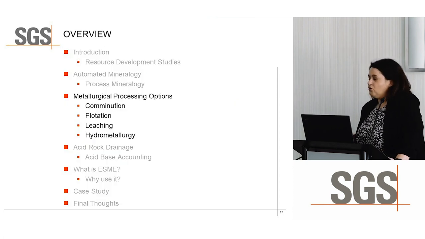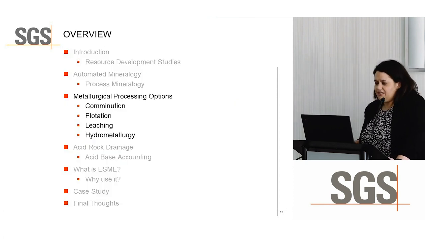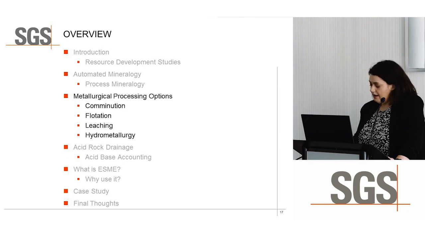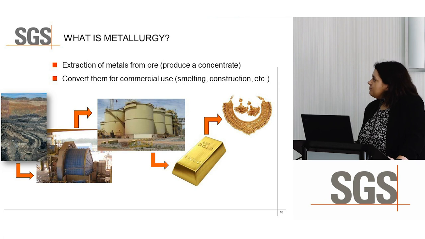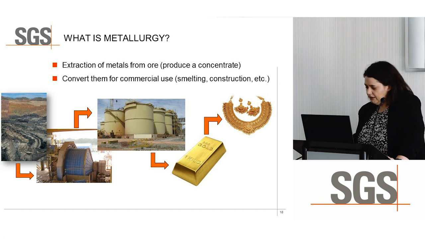So that was just a quick overview of process mineralogy. Now I'm going to briefly go over some of the metallurgical testing, and then we'll go into ARD. So what is metallurgy? Basically, it's the extraction of metals or minerals from an ore to produce a concentrate. And then we convert that into a commercial use, like smelting or construction, for example.